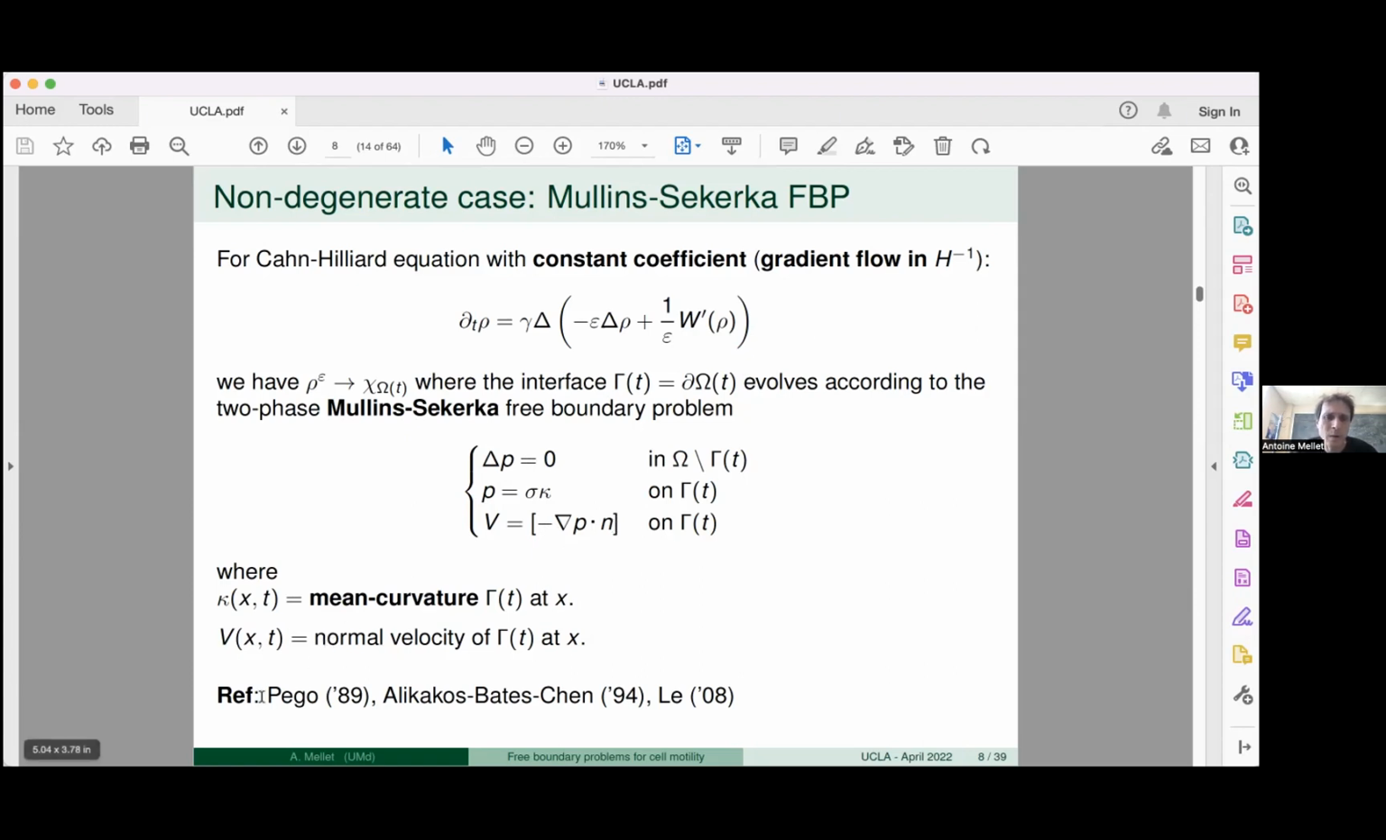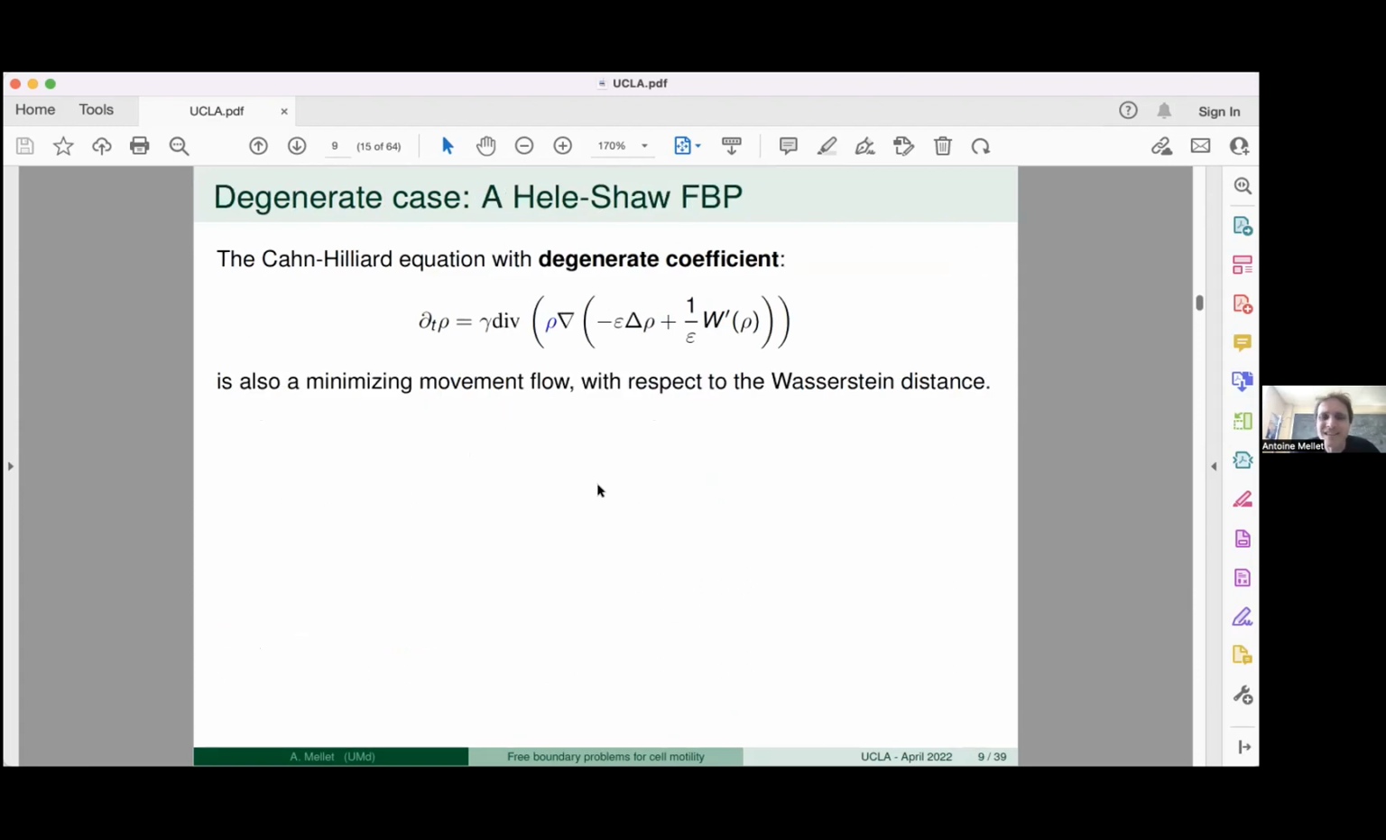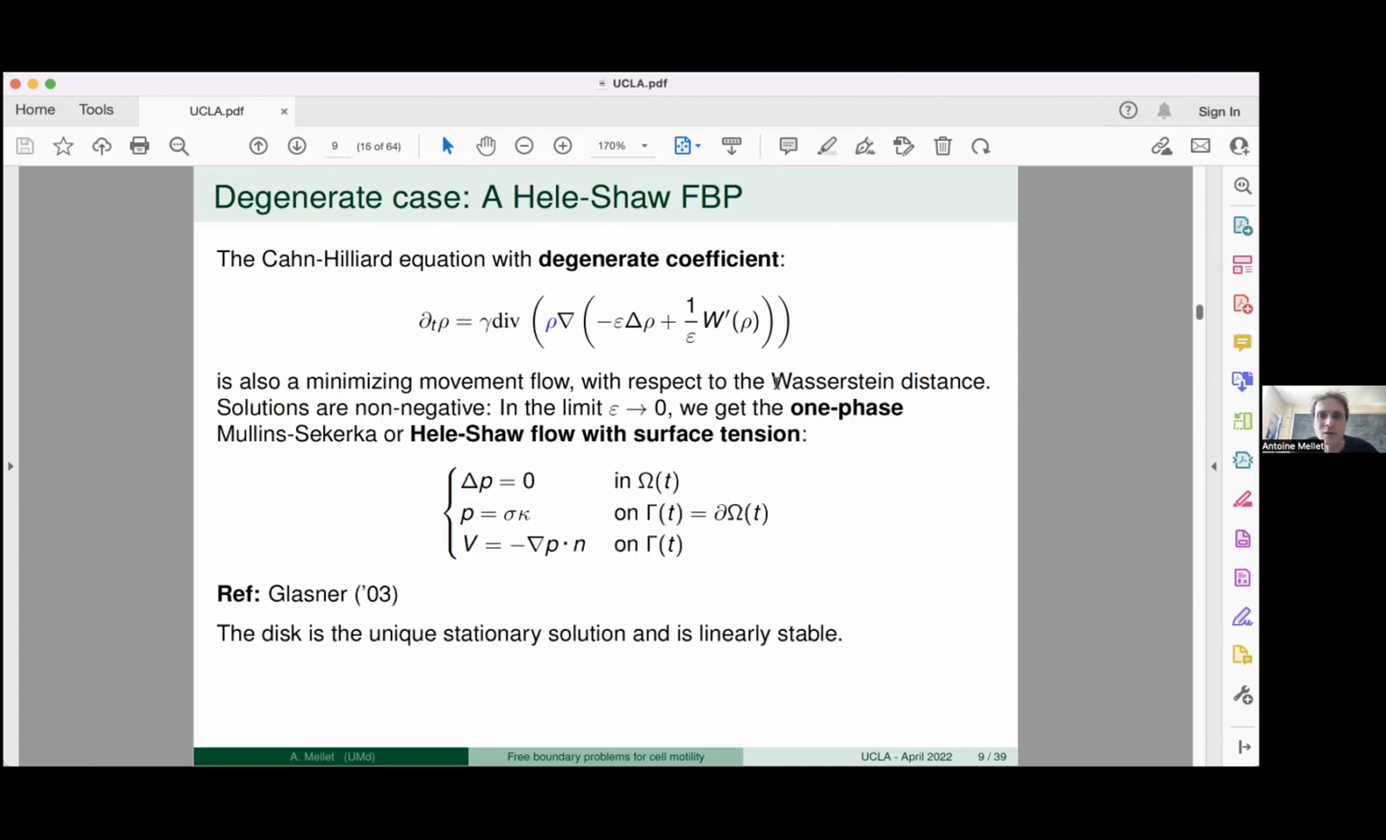That goes back to Pego, who did this derivation formally from Cahn-Hilliard to Mullins-Sekerka, and more recently a student of Serfaty proved the convergence in the framework of those gradient flows, using the Gamma convergence of the energy. We have a slightly different problem because we have this divergence of rho gradient instead of just the Laplacian, meaning we still have a kind of gradient flow, but with respect to the Wasserstein distance rather than the H minus 1 norm.